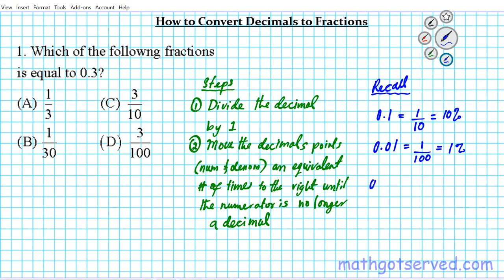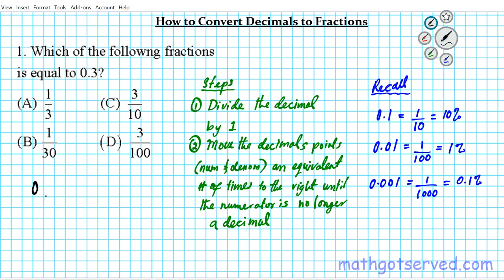How about 0.001? This right here is 1,000ths. You have to move the decimal point 3 times to the right in the numerator and the denominator to achieve your fractional form. And in percent form, this is 0.1%. This is a thousandths. Having this in mind is really easy to help you convert decimals to fractions and also to percents. Now, let's go ahead and take a look at the problem.